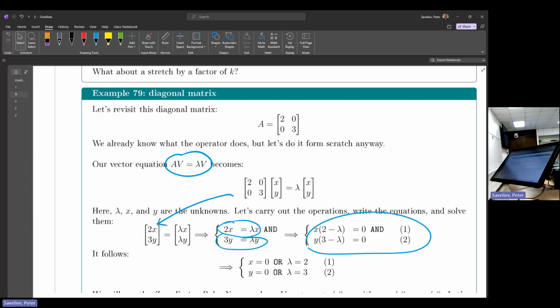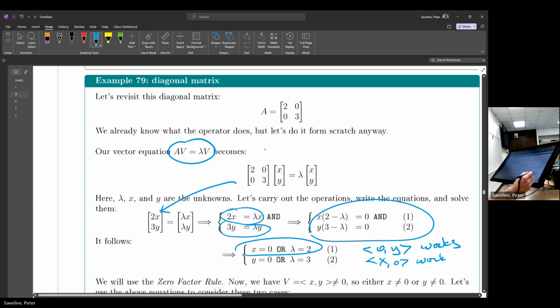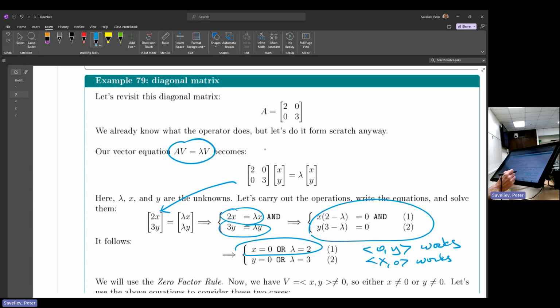So lambda could be 2 or 3, and the vectors are, well, it doesn't matter what in the first case. The only thing required here is that x is equal to 0. So any vector (0, y) works. Okay, (0, y) meaning the vertical vector. And for the second one, (x, 0) works. That's the horizontal vector. So as long as lambda is equal to 2, every vertical vector will do. And if lambda is equal to 3, every horizontal vector.